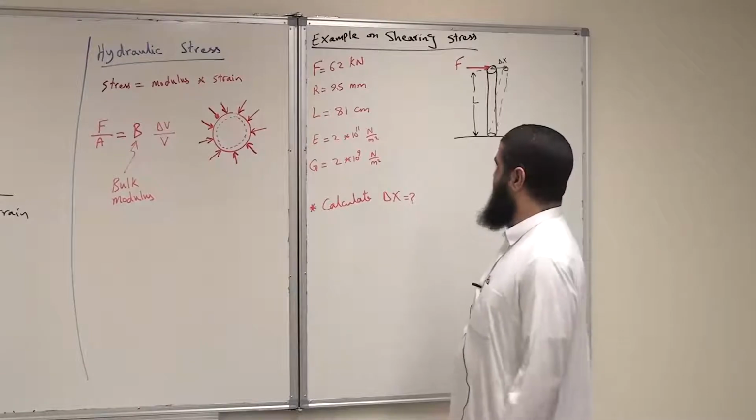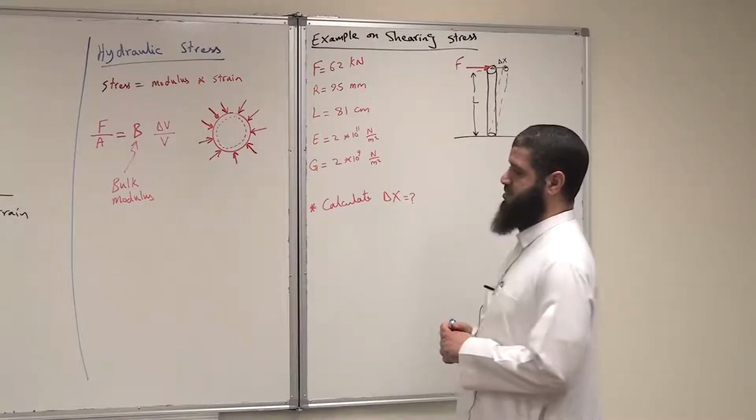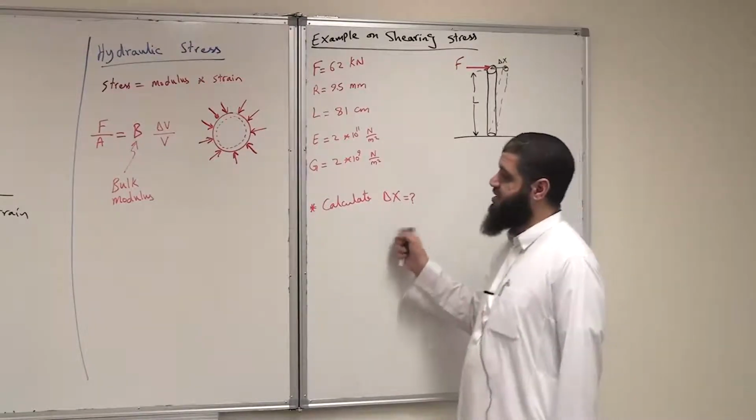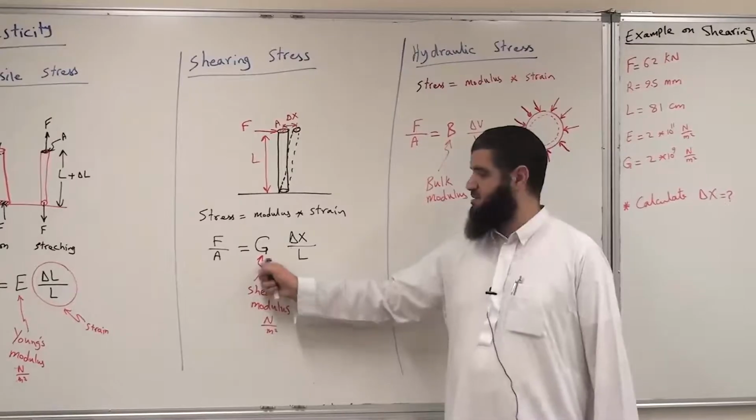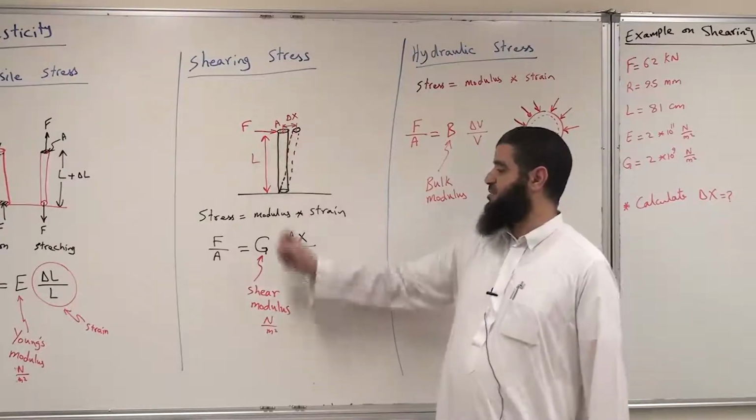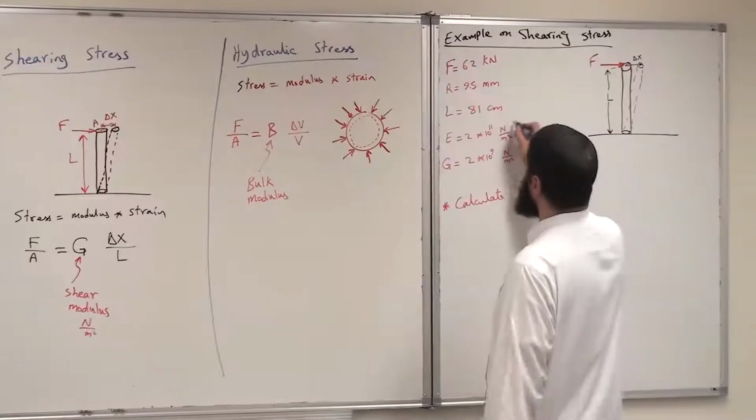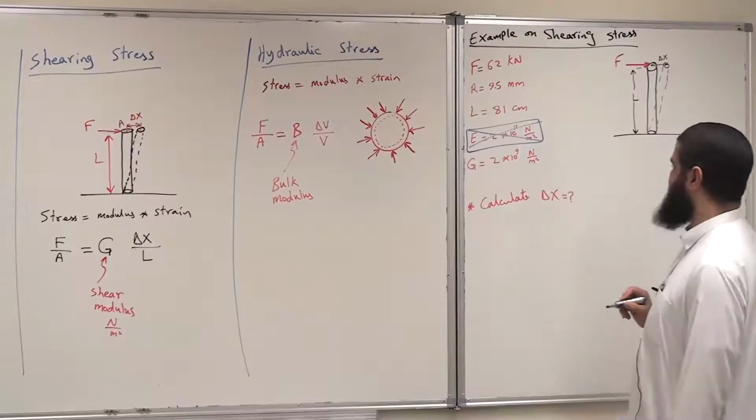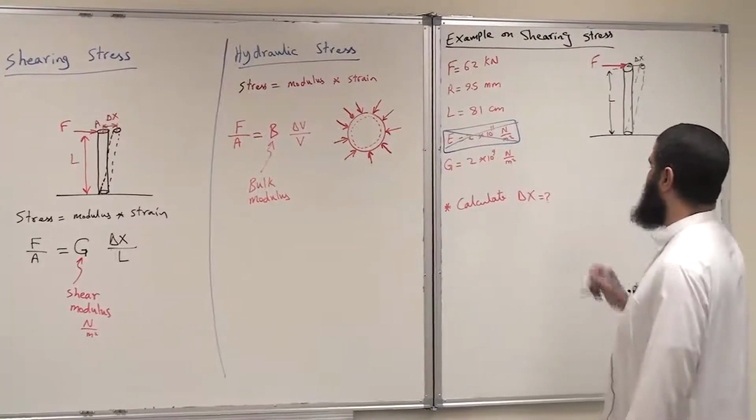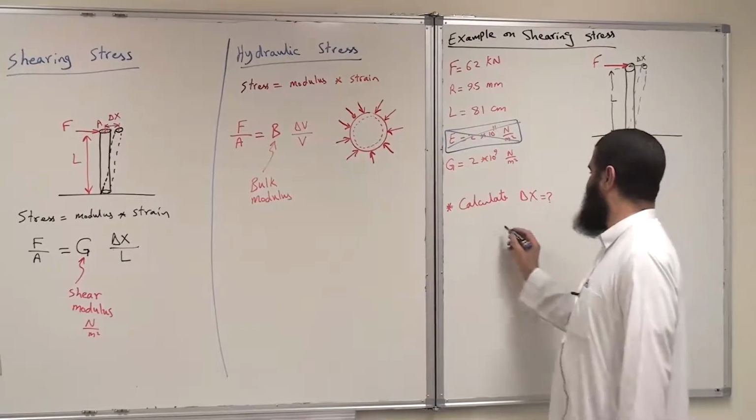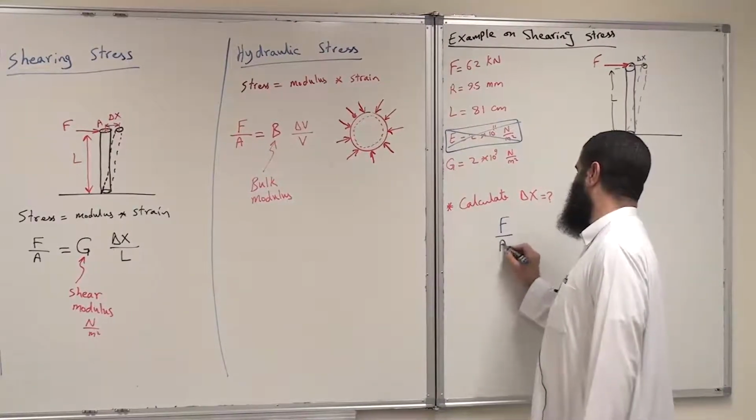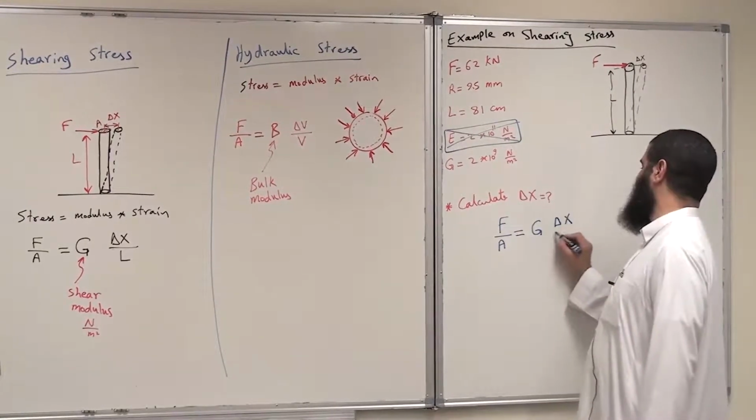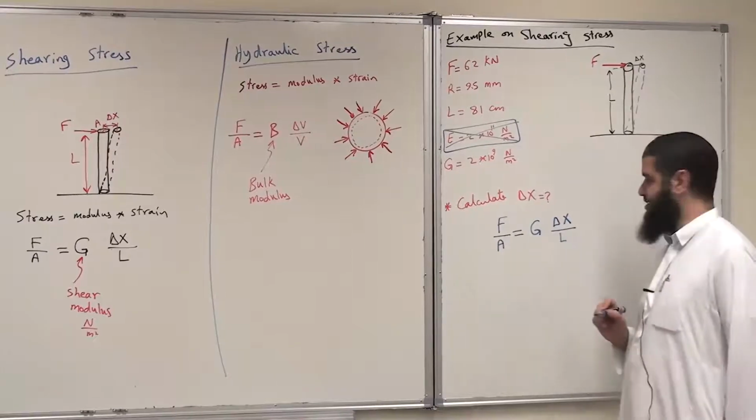Okay, now this is a shearing force. So what should we use for the shearing force? I hope this is clear in the camera. Shearing, we need to use the shear modulus, G. In the case of shearing, we use G, don't use E. So this one we should ignore. Don't use the Young's modulus for the shearing. So we use the shear modulus, and we write the formula: force over cross-sectional area equals G, which is the shear modulus, multiplied by delta X over the original length.